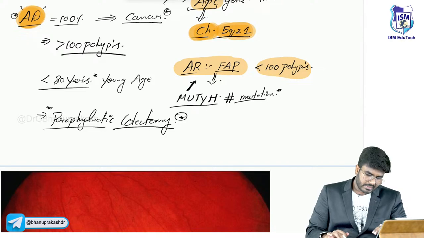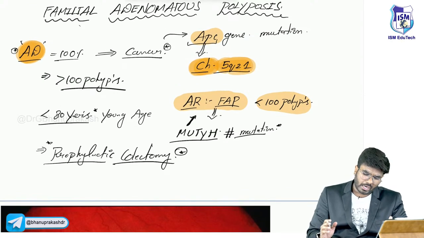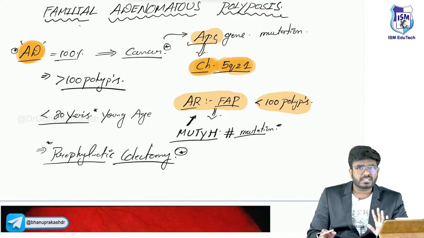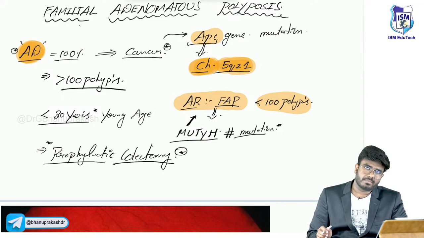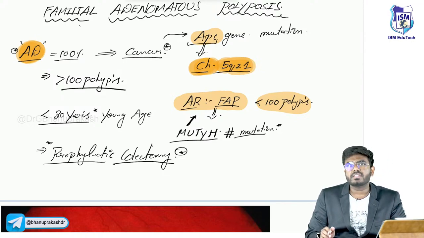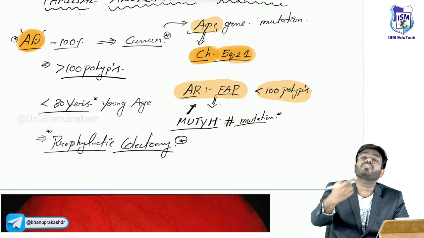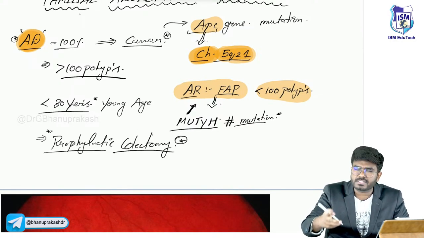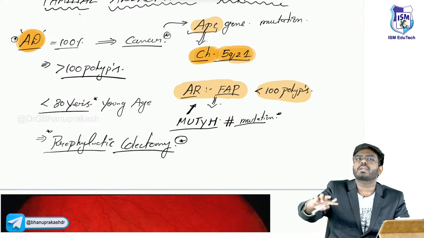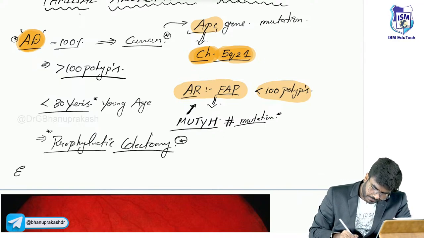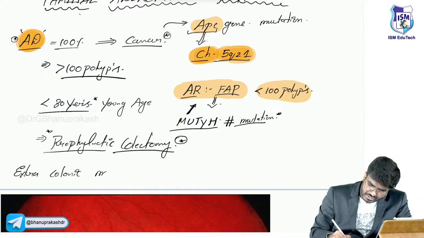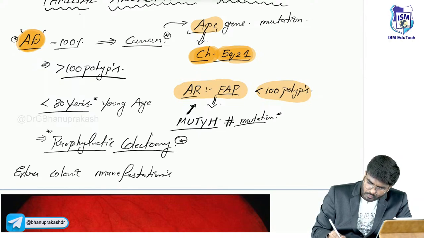Next. In familial adenomatous polyposis, autosomal dominant condition, 100% penetrance, 100% risk of cancer, seen in less than 30 years of age, APC gene mutation, more than 100 polyps, everything is good. What are the extracolonic manifestations? Rather than the colonic neoplastic polyps, what else? Do you know what are the extracolonic manifestations?